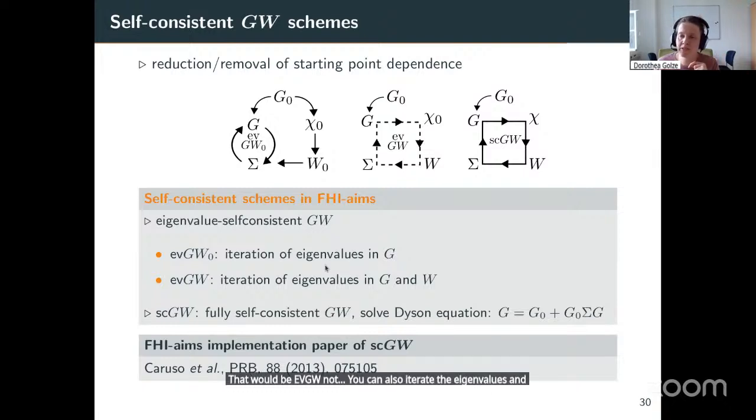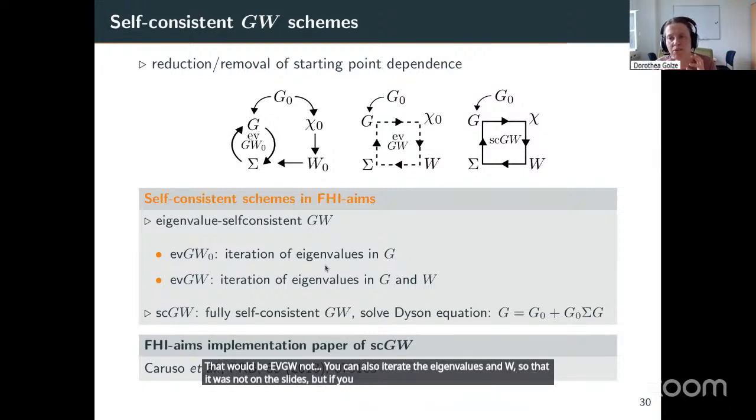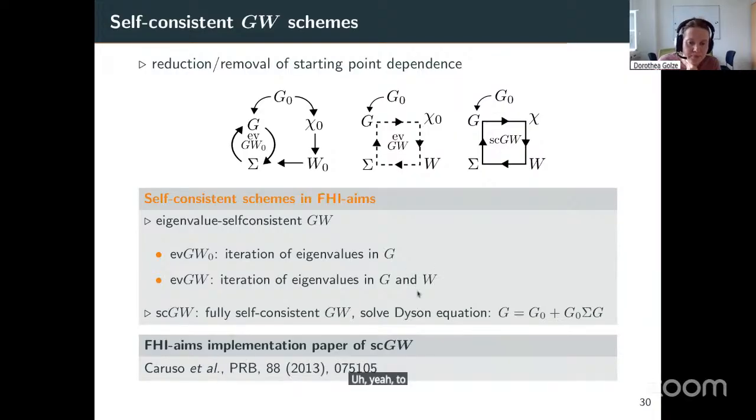That was not on the slides, but if you look then in the implementation, you see that they also occur there. So you could also replace the eigenvalues in W. It's my personal opinion, I would not recommend it because this often leads to underscreening. For the fully self-consistent GW, this is in this paper, by the way.